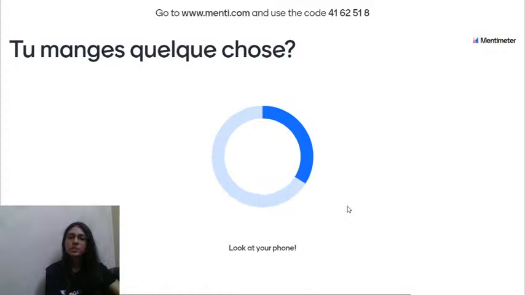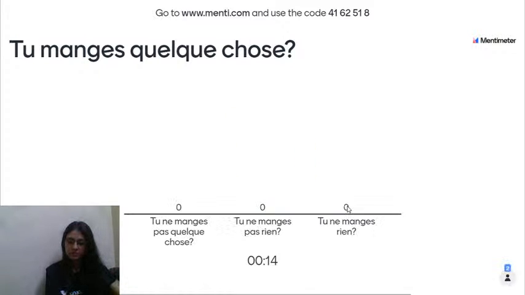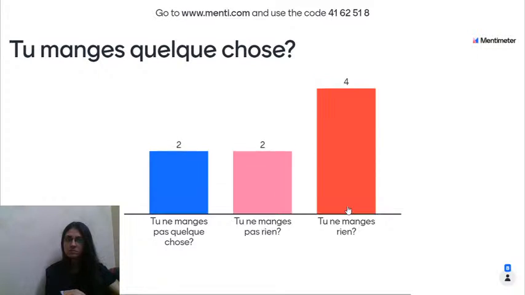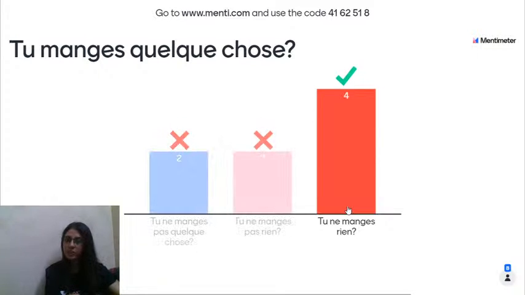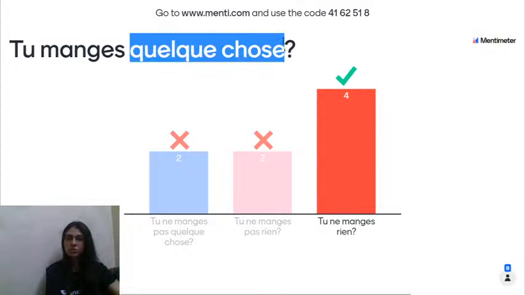Tu manges quelque chose? Tu ne manges pas quelque chose? Tu ne manges pas rien? Tu ne manges rien. So correct answer. Tu ne manges rien. Very good. So 4 people have done this one correctly. Tu ne manges rien. Alright. So because over here quelque chose, something will change to nothing. Quelque chose will change to rien.